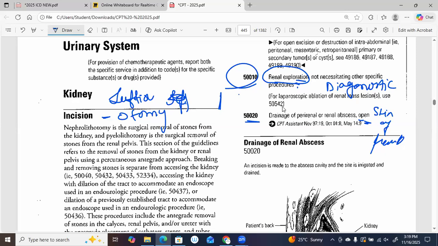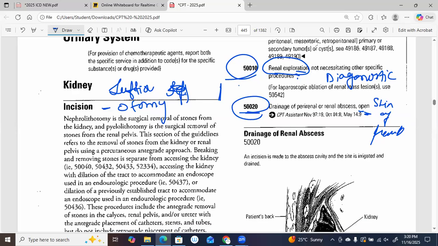Okay. Next, we have the nephrotomy. So this is a drainage of perirenal and renal abscess. I have already told you what the doctor needs to do, and in this procedure, the doctor may place a drain tube and suture it to the skin so that the fluid accumulation will not happen again. Now let's move further.